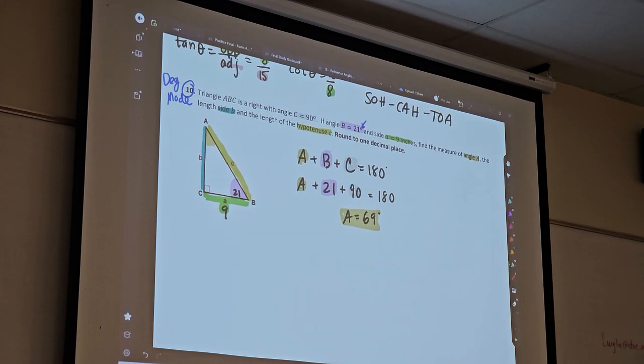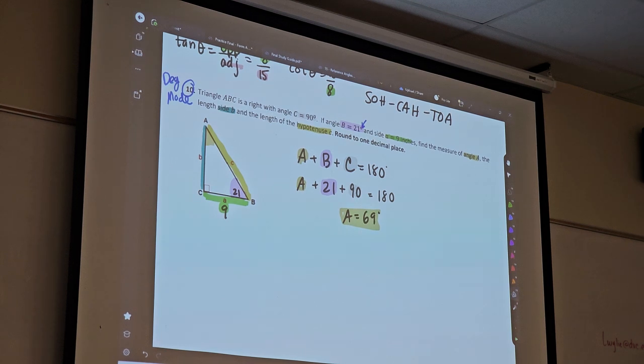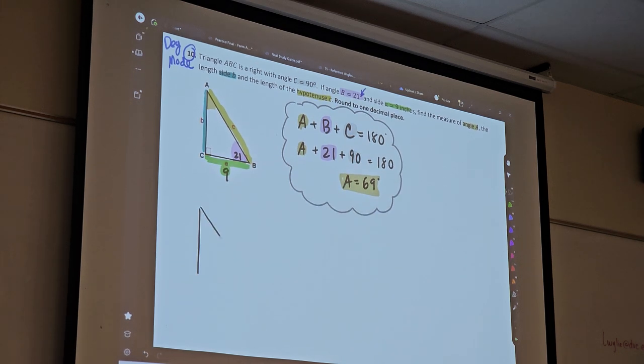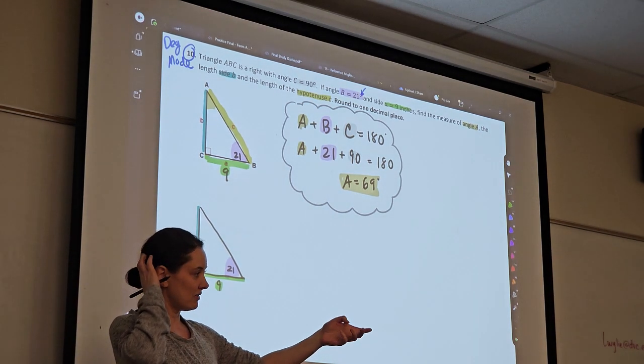Now I can't use my Pythagorean theorem. I've got to use trig. I'm fairly confident that the 69 is right, but let's just work with the 21 and the 9. How about we go after B first? What trig function of the angle 21 relates B and 9 together? Tangent. And don't do sine, cosine, tangent, don't do their reciprocals.